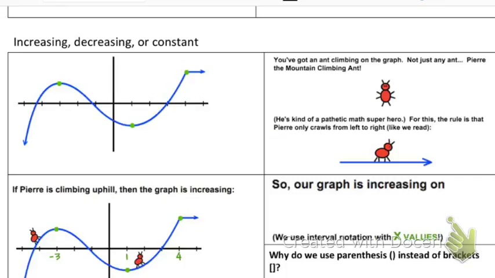That's fact. To him, he was walking forward. So Pierre only walks left to right. So when we're talking increasing, decreasing, and constant, always think left to right. Otherwise, you don't know if something's increasing or decreasing, because it just depends which direction. So we go left to right when we're judging these things. All right, left to right.